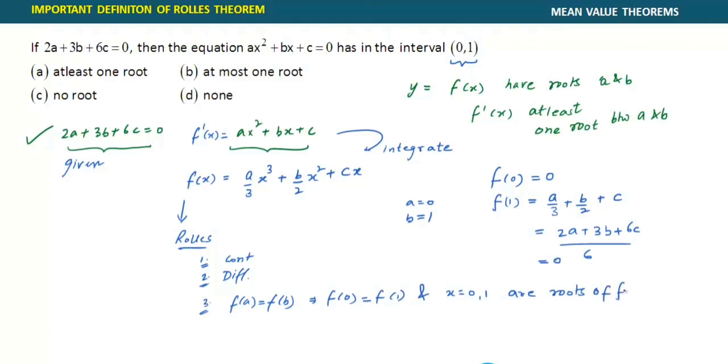So then by Rolle's theorem, the algebraic definition of Rolle's theorem, I can say that f'(x) will have at least one root lying between 0 and 1. Hence the answer is the A option.